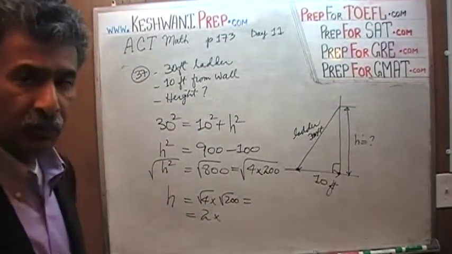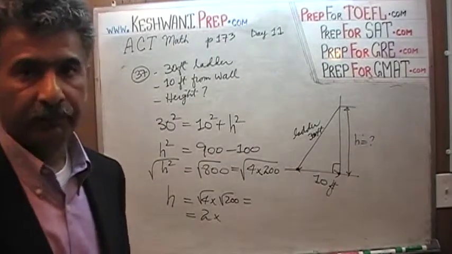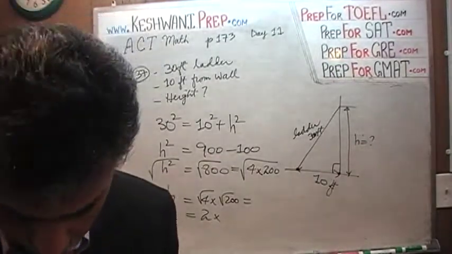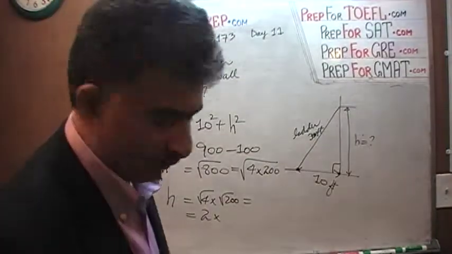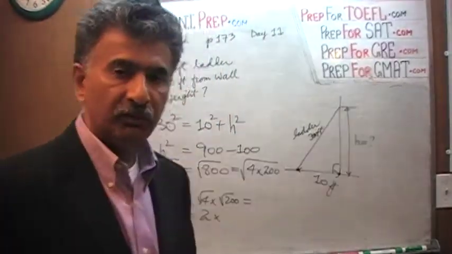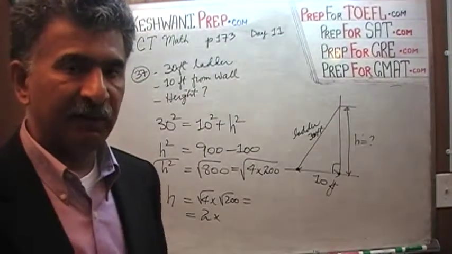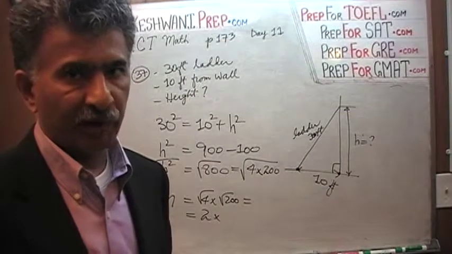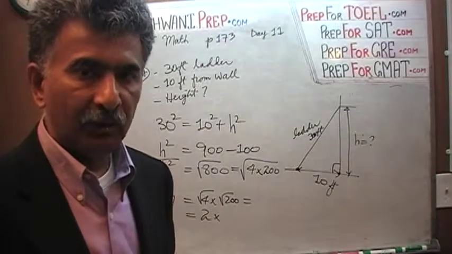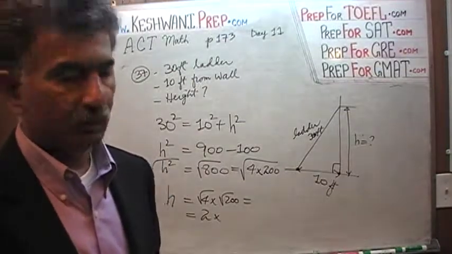The question is, do you know how much the square root of 200 is? You have to know these basic things. As I always remind you, you have to know some basic facts about arithmetic. You must know your squares, 1 through 20.